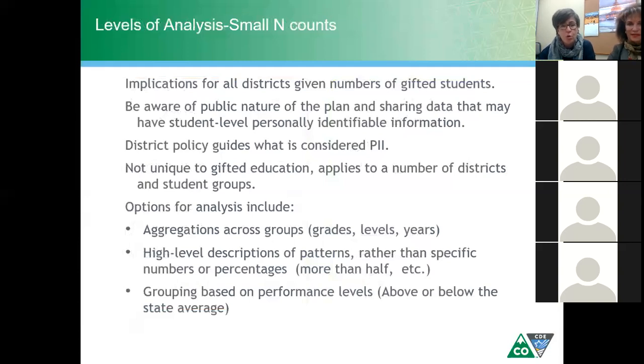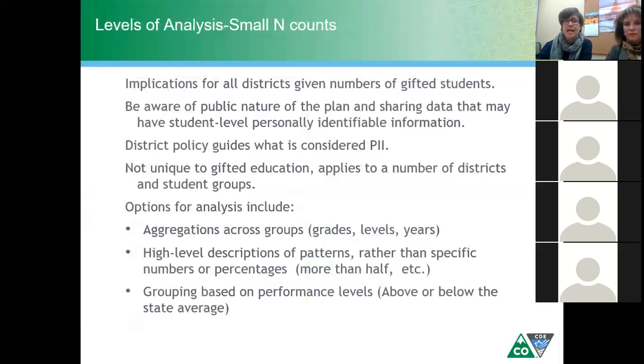So I just put a few quick options for analysis. As you're thinking about what gets presented in that planning product, so how things actually get written up in the plan, and what you might think about in terms of the process to get some sense of where the needs might be. So the first is thinking about aggregations across groups. So this might be across grade levels, across even school levels, so elementary, middle, high school. You may look at things across multiple years.